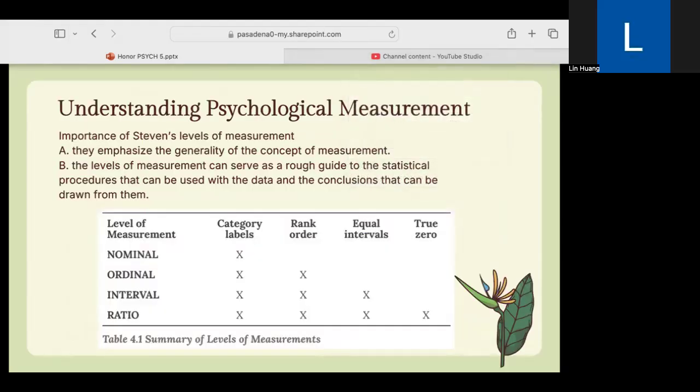and why we are going to use the Stevens four levels of measurement. First, they emphasize the generality of the concept of measurement. Second, the levels of measurement can serve as a rough guide to the statistical procedures that can be used with the data and the conclusions that can be drawn from them. And I found a very good table from our textbook, which vividly illustrates the four types of measurement difference.